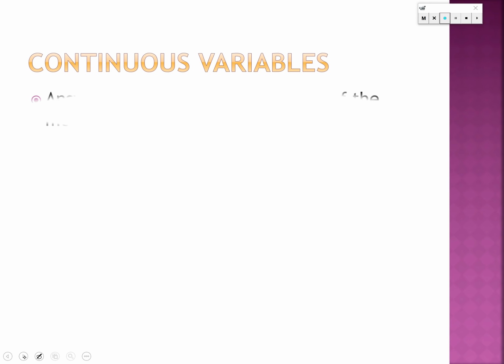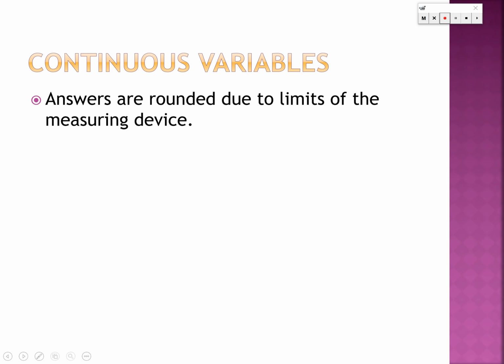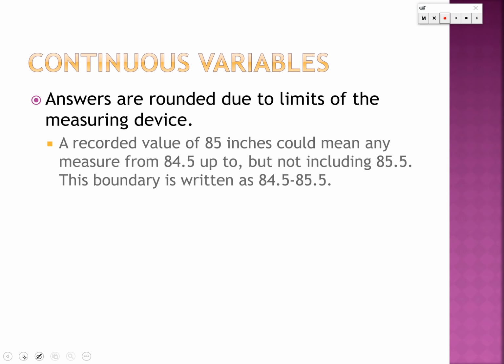So a little more specific with those continuous variables. Like I had mentioned, answers are rounded because we're limited by our measuring device. So similar to the example of my height, if we have a recorded value of 85 inches, that can mean any measure from 84.5 up to, but not including, 85.5. And those are just our basic rounding rules. So what we do is we establish what are called boundaries for continuous variables. So a measurement of 85 inches could be anywhere from 84.5 up to, but not including, 85.5.